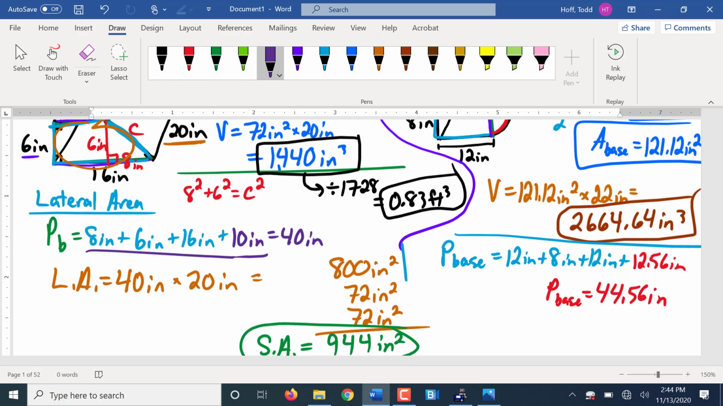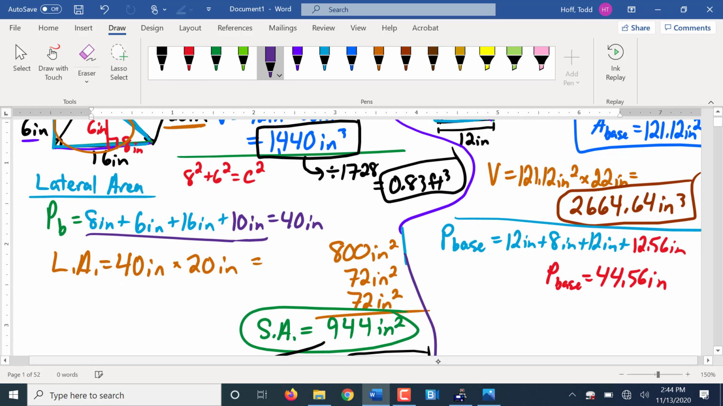So then for lateral area, what do we do with that? Times the 22.